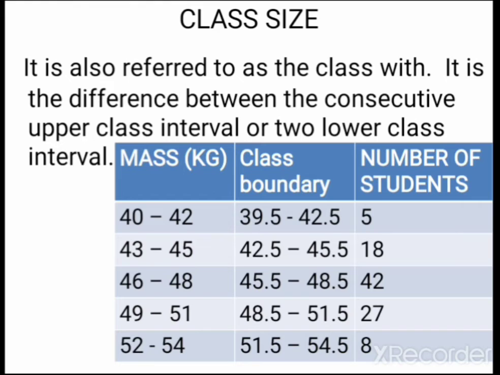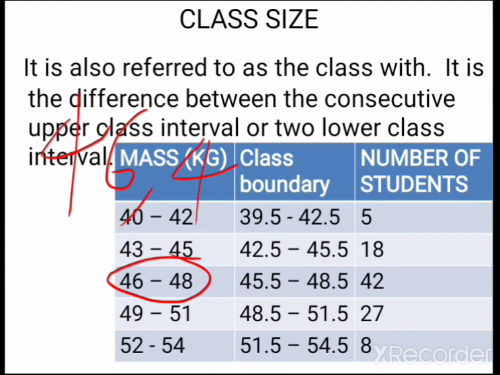Let's look at the next class, which is 46 to 48. Let's look at the categories of numbers that can fall into this class. 46 can enter that class. 47 can enter into that class. And 48 also can enter into this class. So the class size is 3, which means that we have 3 possible numbers that can fall into that class. So let me show you a shortcut of getting the class size.